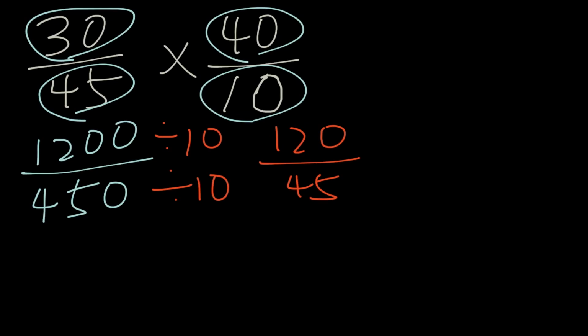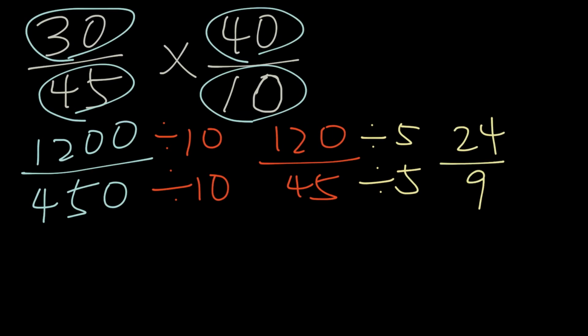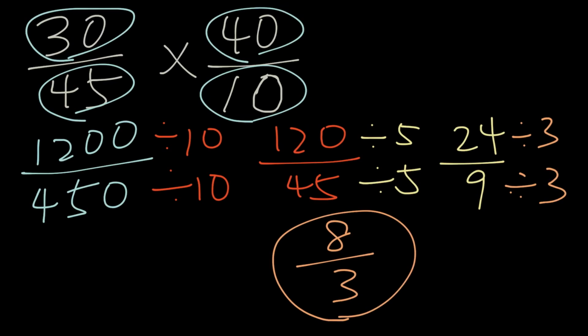Then we can see both numbers can be divisible by 5. Then we will have 24 over 9. Now 24 and 9 are both divisible by 3. And so our answer would result in 8 over 3. Now this method works as well, but it's a longer process because then you have to divide the numbers multiple times rather than simplify before you multiply. Here is another example.